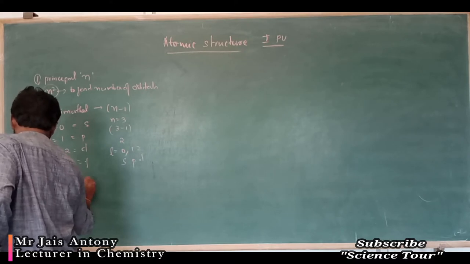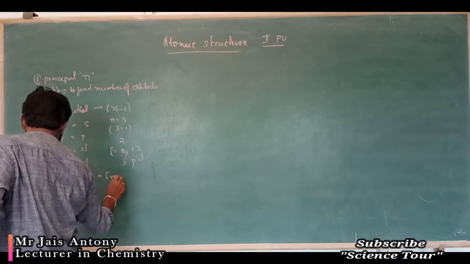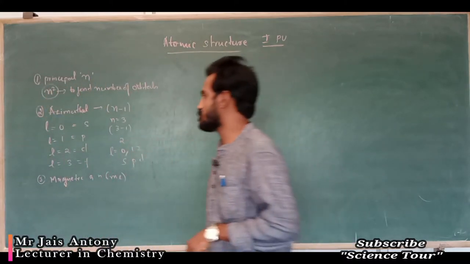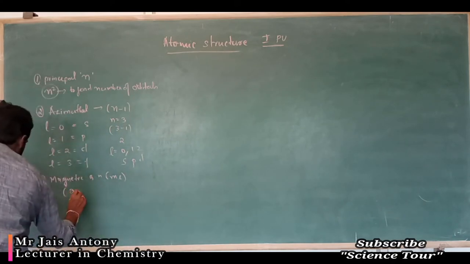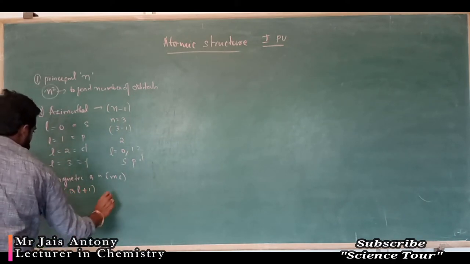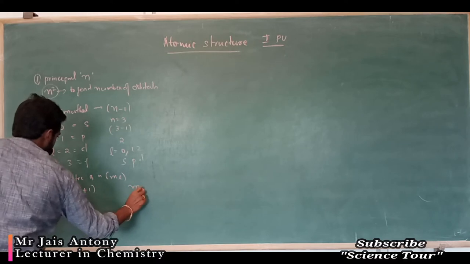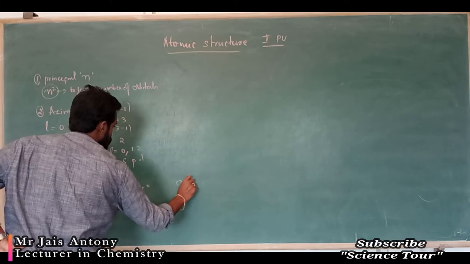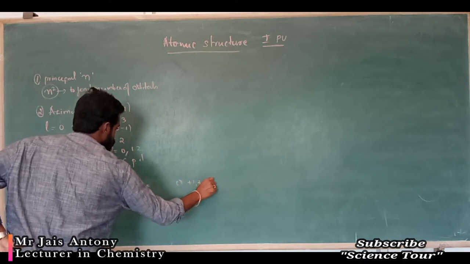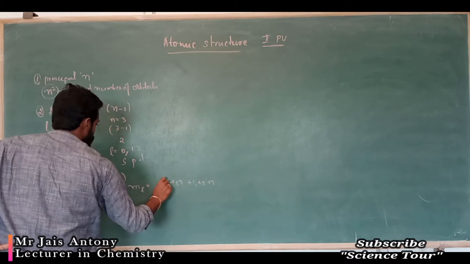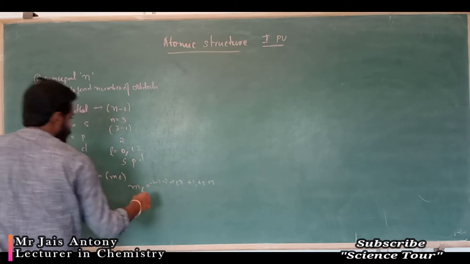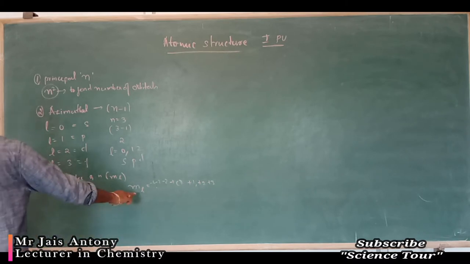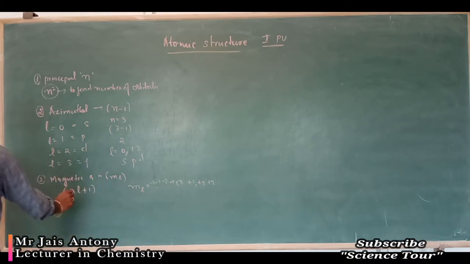In this magnetic quantum number, ML, how to find the magnetic quantum number? One formula is given, 2L plus 1. The magnetic quantum number values range from ML is equal to 0, plus 1, plus 2, plus 3, plus 4, and so on, and minus 1, minus 2, minus 3, minus 4, and so on. Like this it is arranged. This is the value of the magnetic quantum number. Which formula do you use?